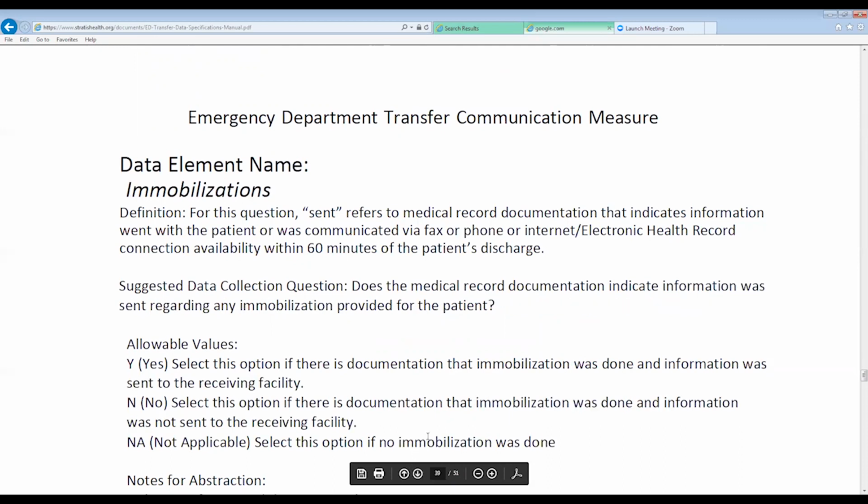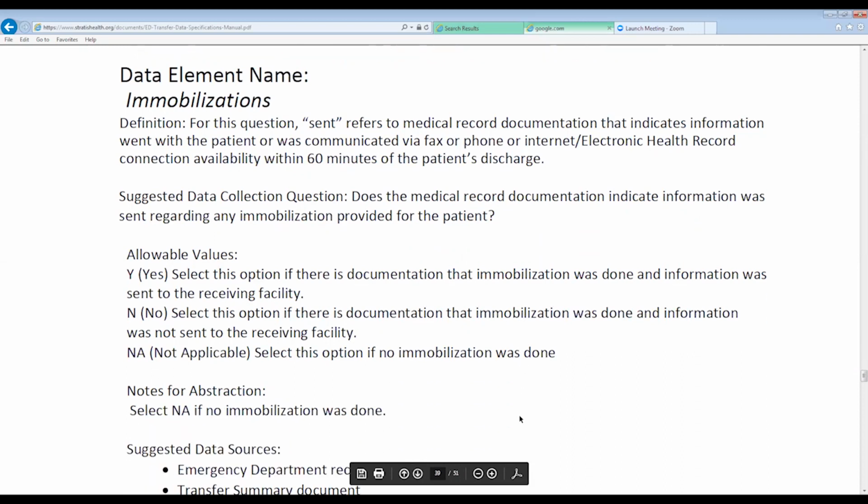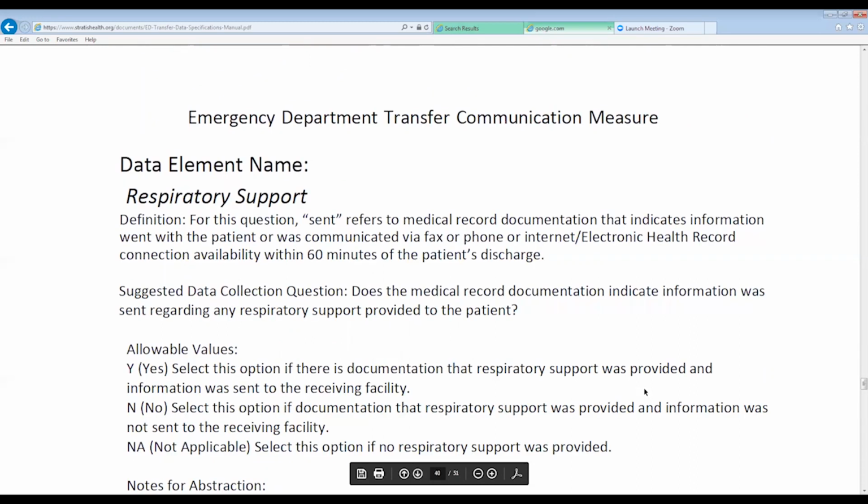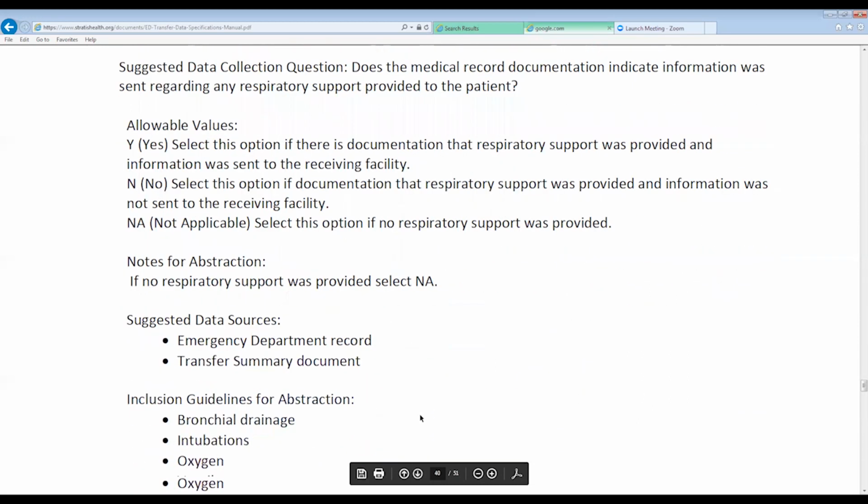Same thing with immobilizations. If you put the person in a cast or a brace or a backboard, any of these things, that information should obviously be sent. Respiratory support: if you gave the person oxygen, if they were on oxygen, if they were on vent support, or any of these things were done, there should be documentation on that, and that should be sent.